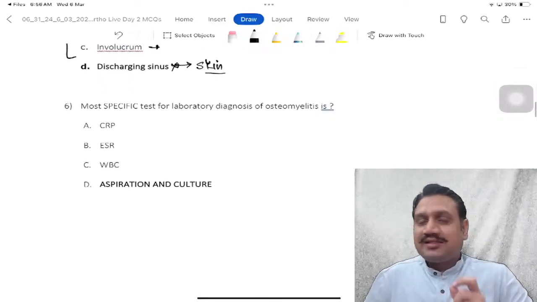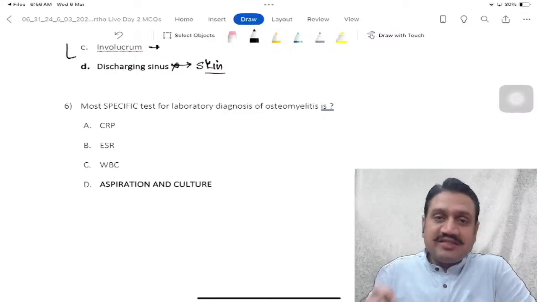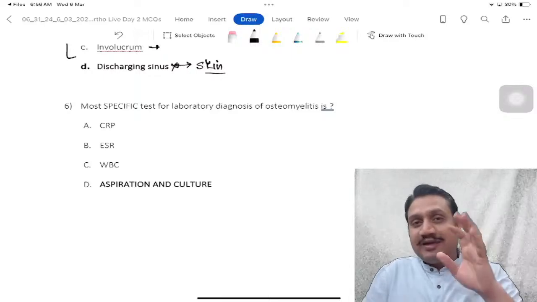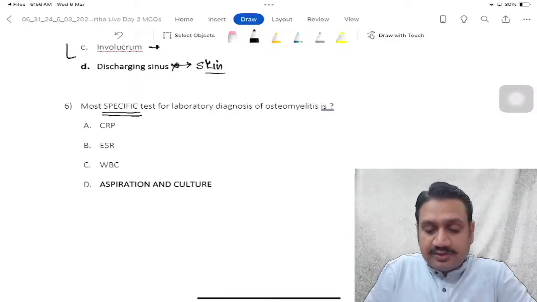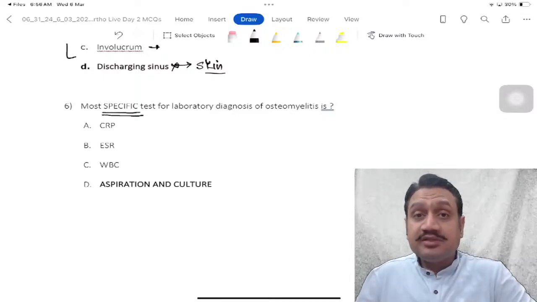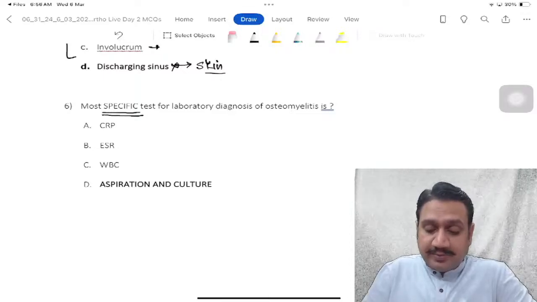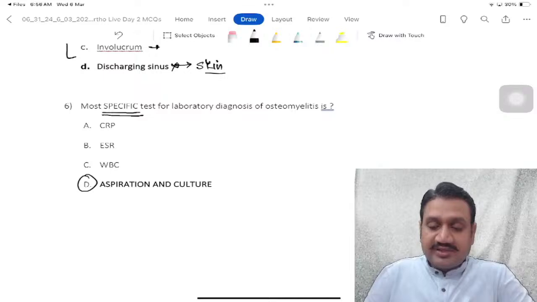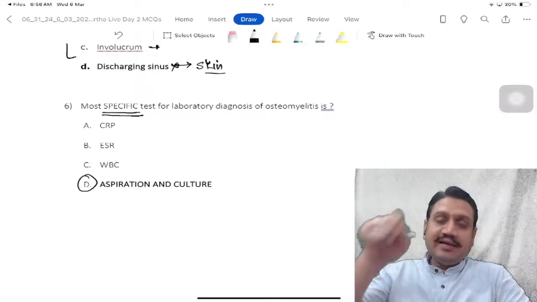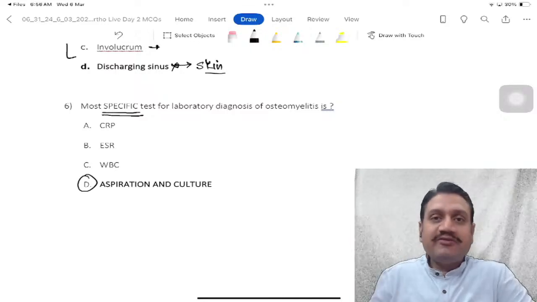Now, this is one catchy question, a very important one. Most specific test for the lab diagnosis of osteomyelitis. See, guys, we understood two things. One is the specific one. Specific one means the one which confirms, yes, there is a problem. Specific one is to put a needle inside the infected area. And if you're able to aspirate the abscess collection over there, we know it's infection.